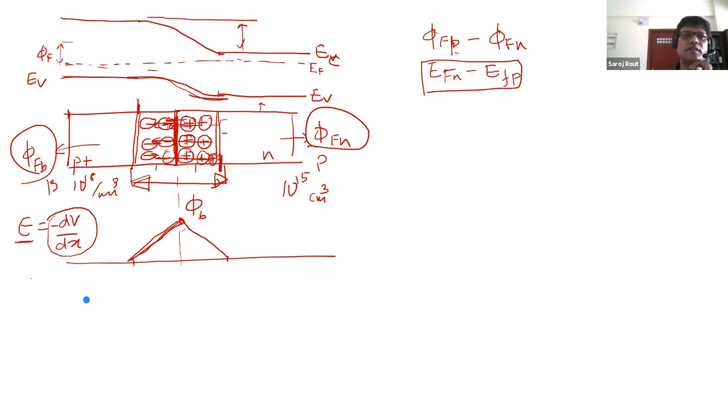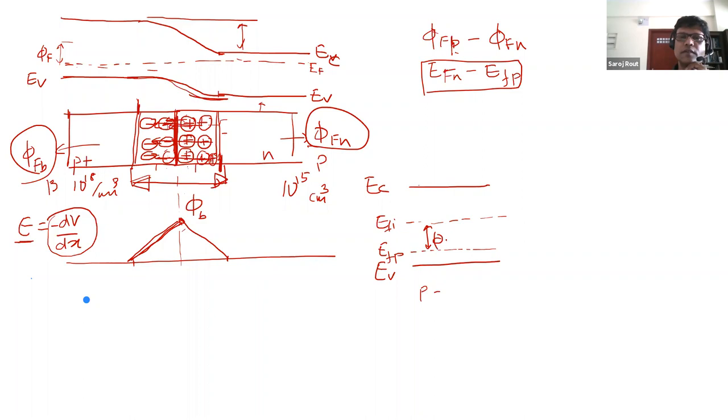So I drew the resultant one, but let me draw the band diagram before I brought it together. So before I brought it together, the P type was here, right? So I had EV, and this is EC. This is for the P type, right? And for the P type, this is EFP, and compared to the intrinsic Fermi level, it is this quantity phi FP, right?